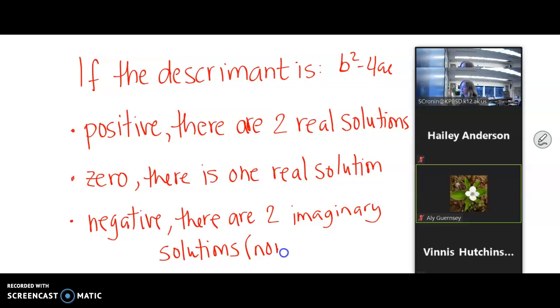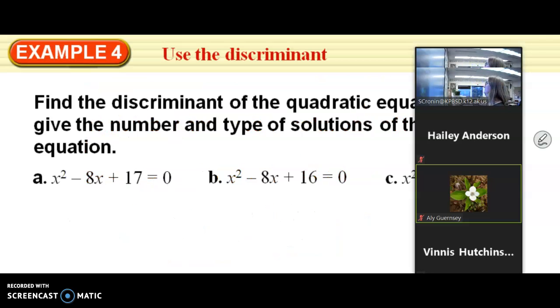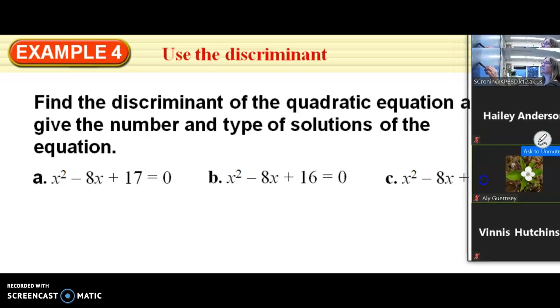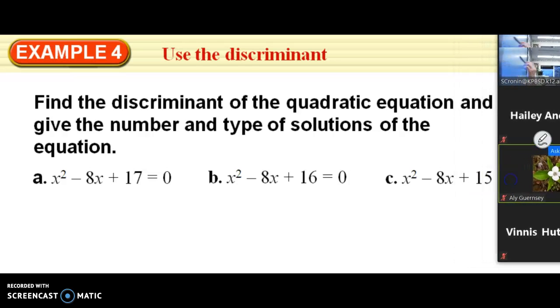So these are non-real, and that's kind of a misnomer because they actually are real, but they're not considered real numbers. They're considered complex or imaginary numbers. Okay, so let's do a couple of examples of how this works. We're going to find the discriminant for A, B, and C and decide what type of solutions you have.